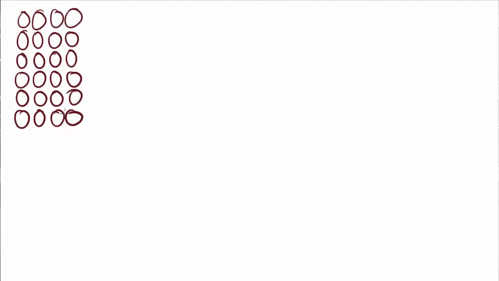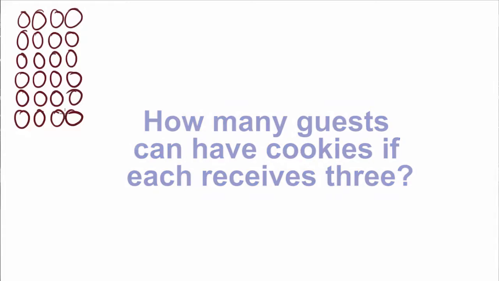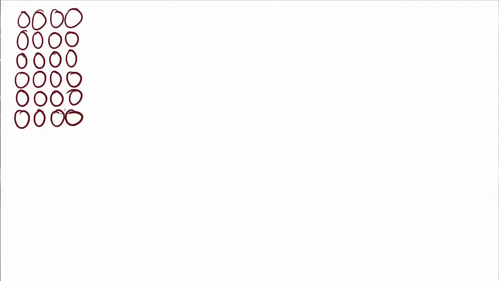Let's look at a similar situation. You show up to a party with 24 cookies. The hostess wants each guest to have 3 cookies. You need to figure out how many people can have cookies if each person is given 3. The division equation looks the same as our first equation: 24 divided by 3. We're not sure yet what that will equal.